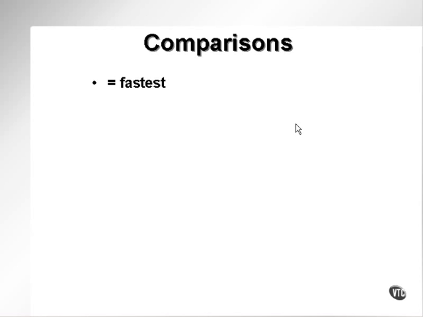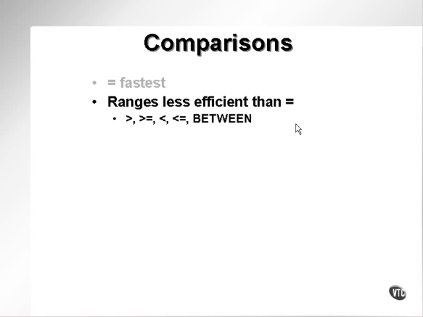Comparisons. I've looked at equals and some range comparisons in the previous movie. All I'm going to do is tell you the rules. An equals or equality, searching for a single row is always the fastest, without a doubt. Ranges are slightly less efficient than equals in that they actually execute index range scans.